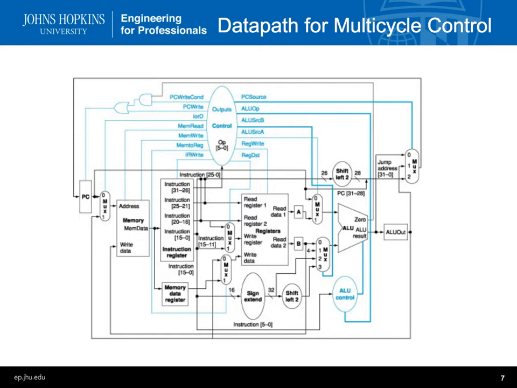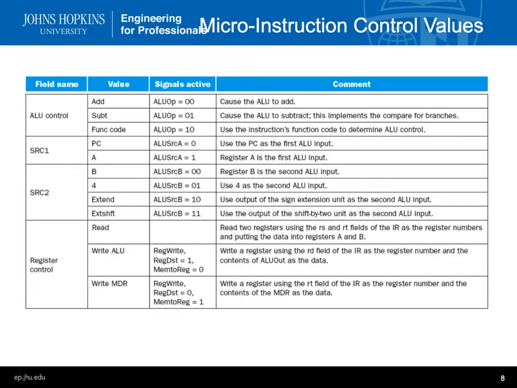So we'll come back to this. And this is for your reference. These are all the different values you can have in the control unit. So the ALU control field is, what is the ALU going to do? Is it going to add, subtract, or is it going to depend on the function code? So if it's an R type, it's going to read that function code, and it's going to use that function code to determine what to do with the ALU, or it can add or it can subtract.